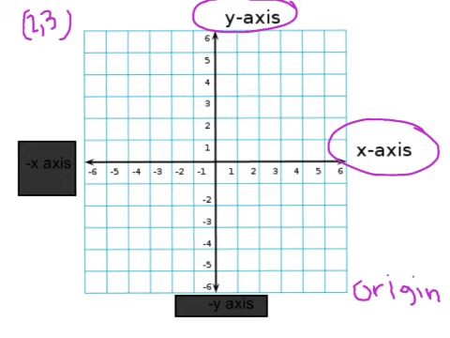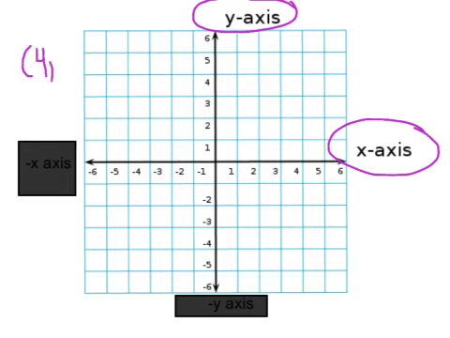Now let's try doing this step by step. Now, what if my pair was (4, 6)? Step 1. Start at the origin and try to find 4 on the x-axis. Step 2. Then, look up on the y-axis and try to find 6. Step 3. Find where both 4 and 6 intersect, or where those two lines meet, and that would be the coordinate.